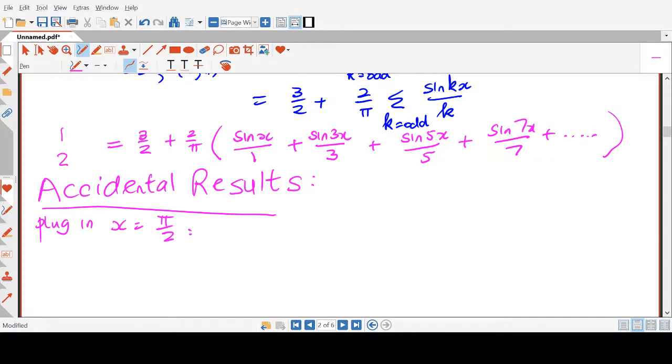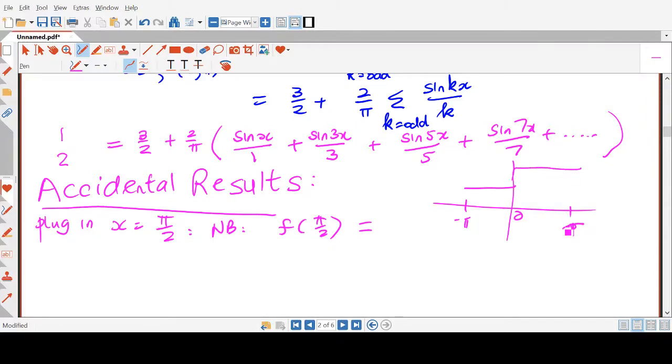Well, note, what is f of pi over 2? Remember the graph is like this. From minus pi to 0 is y equals to 1. From 0 to pi, it's y equals to 2. So I am asking the question, what is the y value when x is pi over 2? Here. When x is pi over 2, what's the y value? 2. So the y value is 2.